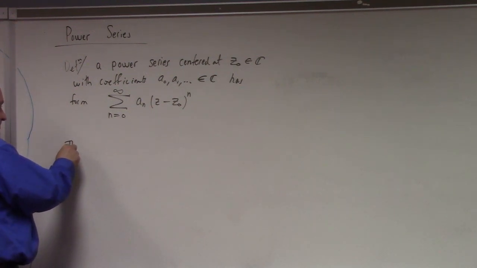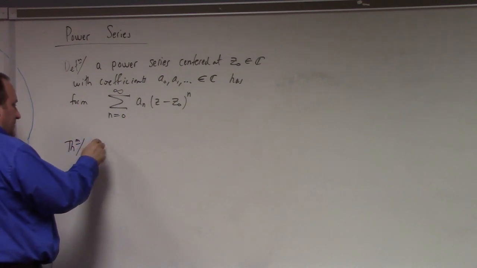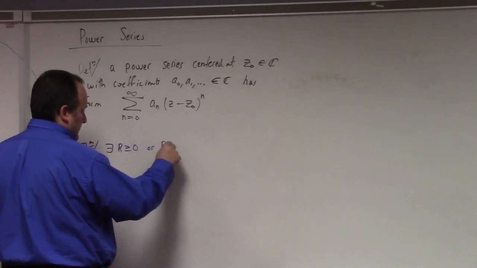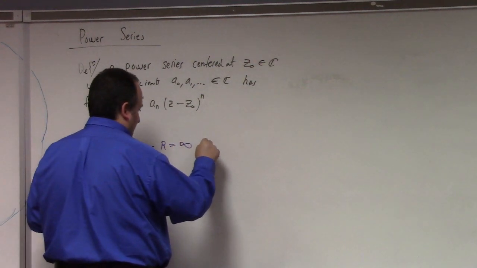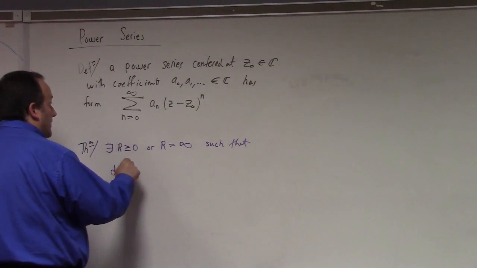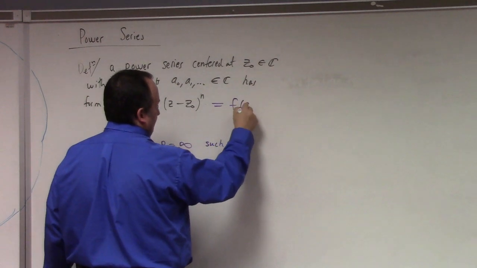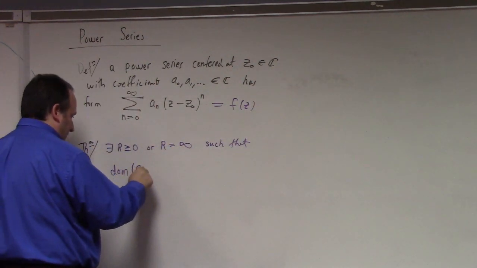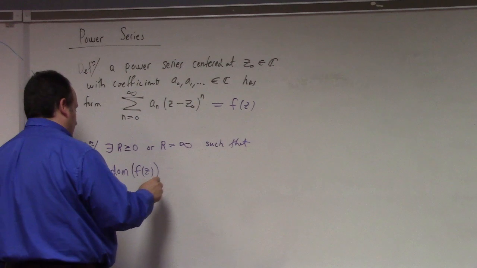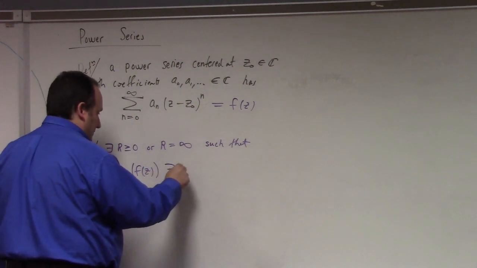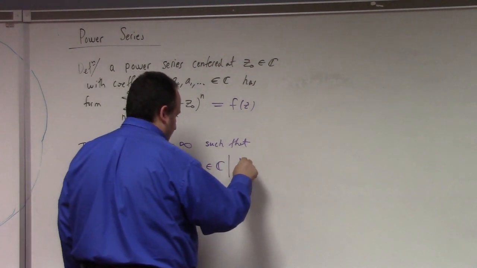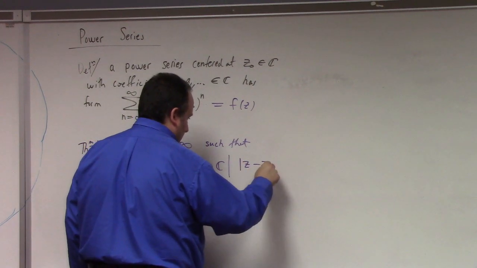Basically, we have a theorem that there exists r greater than or equal to 0, or r equals infinity, such that the domain of, I need to give this thing a name, let me call it f of z, such that the domain of f of z above includes, well, I shouldn't say subset, it includes the z in the complexes such that the modulus of z minus z naught is less than r.